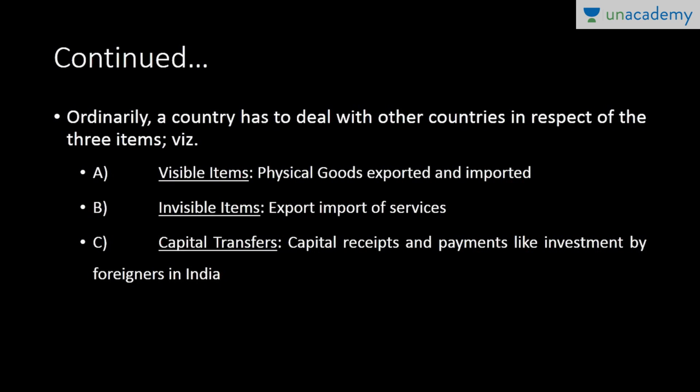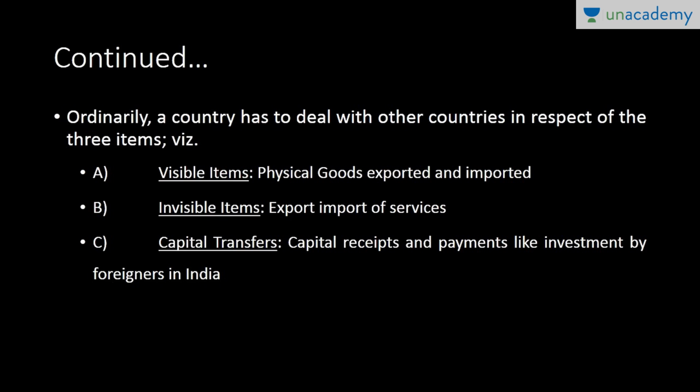A country has to deal with other countries in respect of the following three items, which are either exported or imported. The first item is visible items. It deals with the physical goods exported and imported. Like wheat, we in India export wheat, and crude oil is imported. So these items come under visible items.